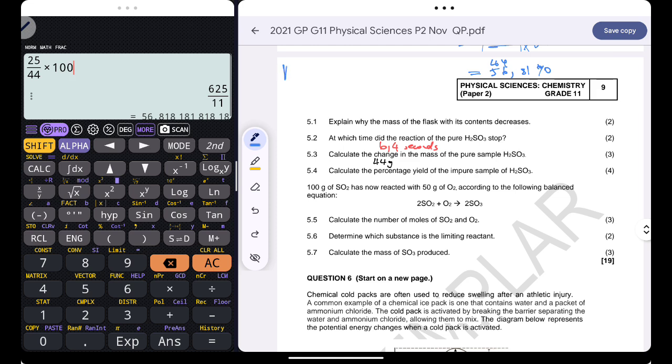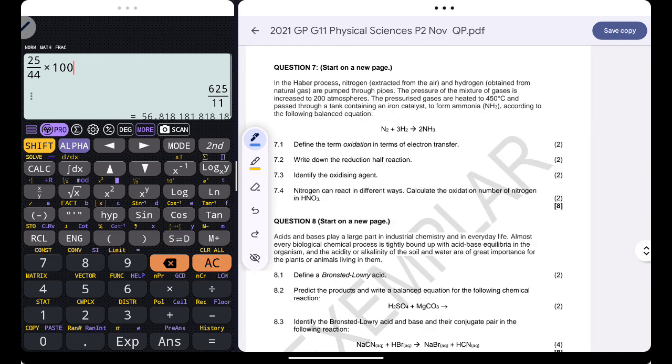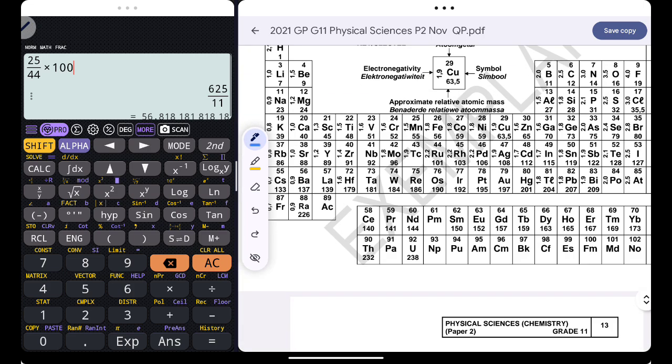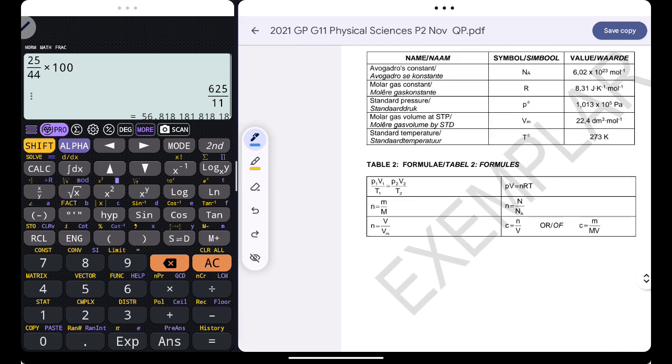The molar mass for sulfur, guys, you'll find in the periodic table. You'll go to sulfur. This is your relative molar mass. Are we together? Sulfur dioxide is SO2, so we have sulfur and oxygen. Sulfur is 32 and oxygen is 16. Then let's go and calculate.